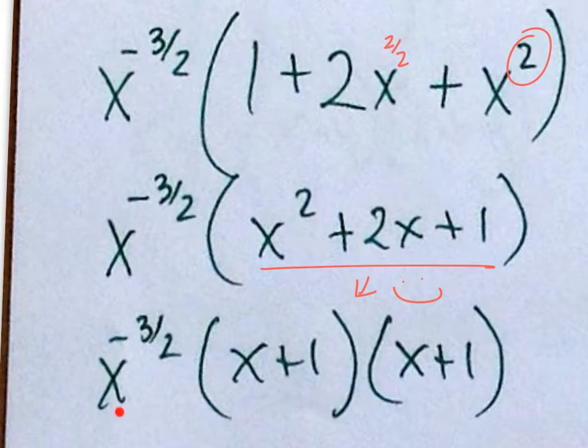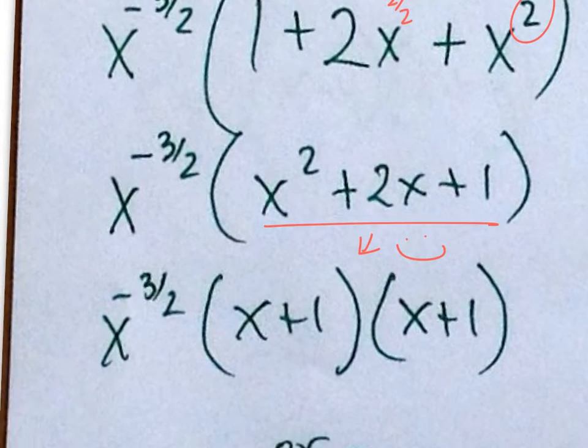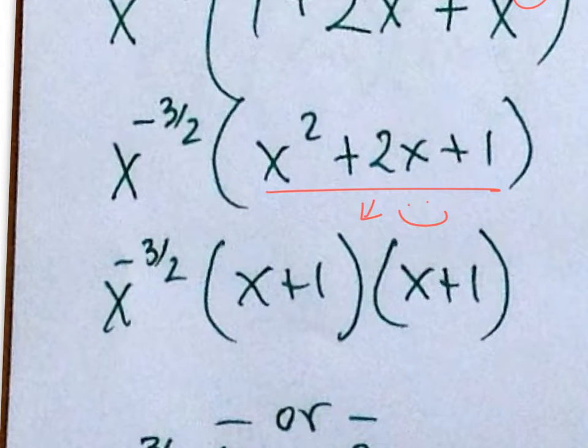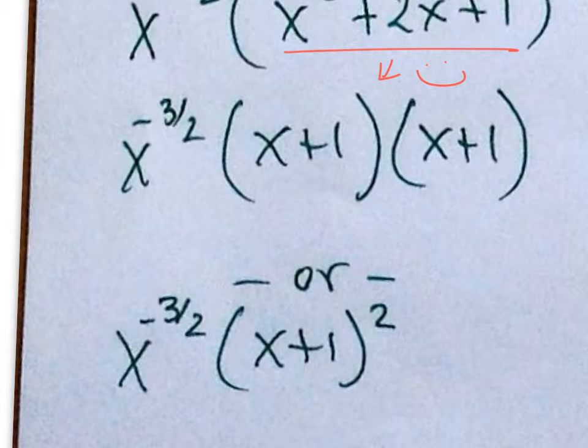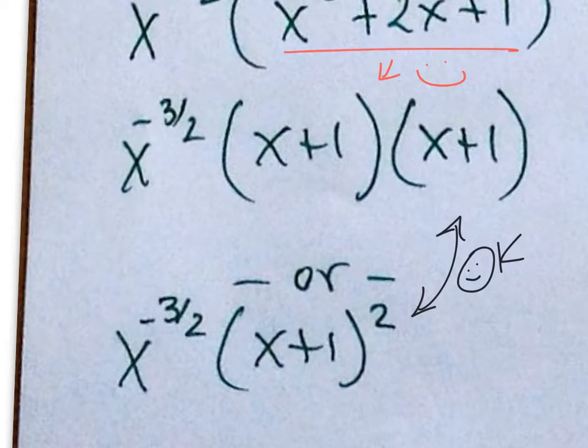Alright, so our x to the negative 3/2 stays out front, and this becomes x plus 1 times x plus 1. You could also, of course, write this as, oh, hey, I did it right there. Haha. Okay, you could also write it as this. Both are good, same, okay. Alright, next.